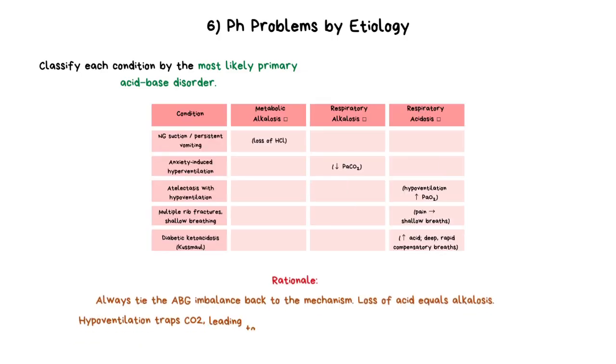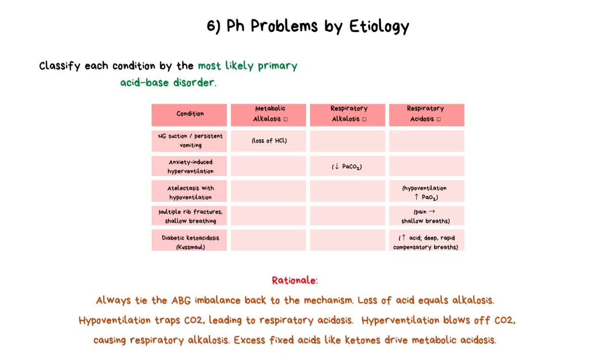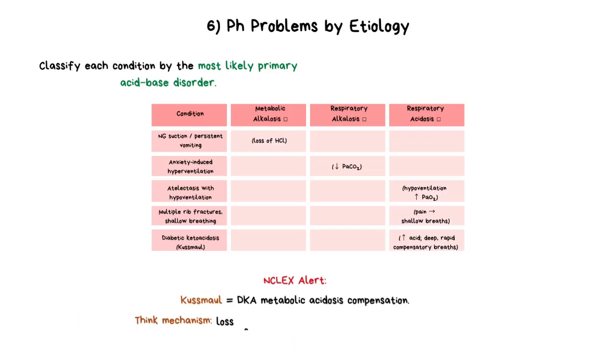Rationale: always tie the ABG imbalance back to the mechanism. Loss of acid equals alkalosis. Hypoventilation traps carbon dioxide, leading to respiratory acidosis. Hyperventilation blows off carbon dioxide, causing respiratory alkalosis. Excess fixed acids like ketones drive metabolic acidosis. NCLEX alert: remember, Kussmaul's respirations are the hallmark compensation for DKA, deep, rapid breathing to blow off carbon dioxide.